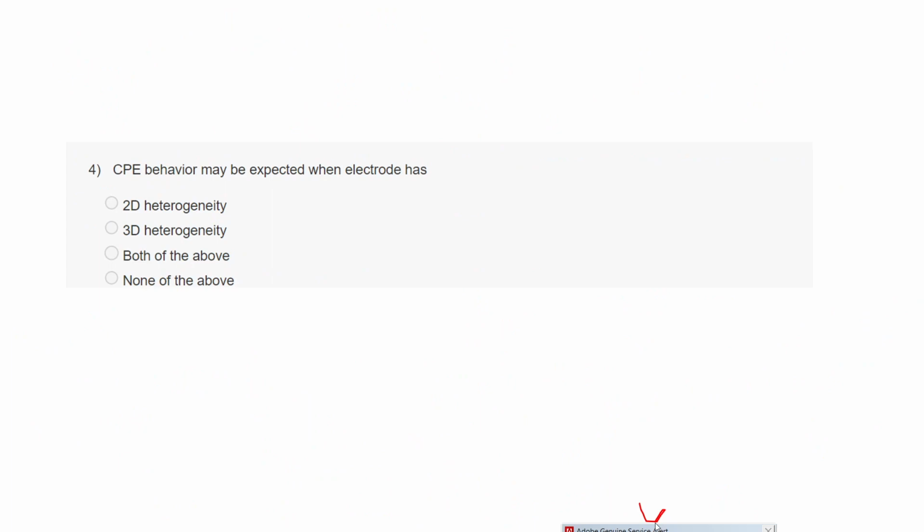Now, the next question: CPE behavior may be expected when the electrode has two-dimensional heterogeneity, three-dimensional heterogeneity, both of the above, or none of the above. Both of the above. Yeah, so that's already covered, it is both of the above.